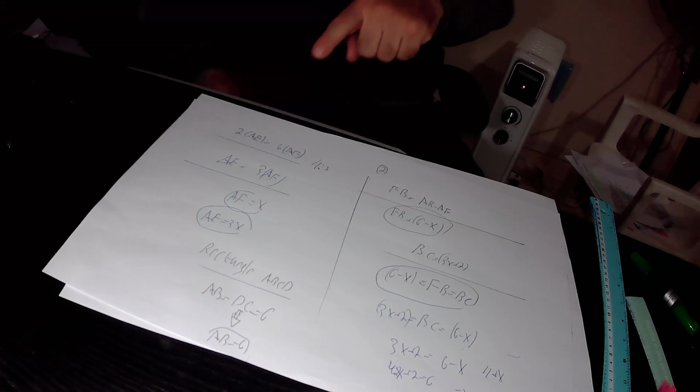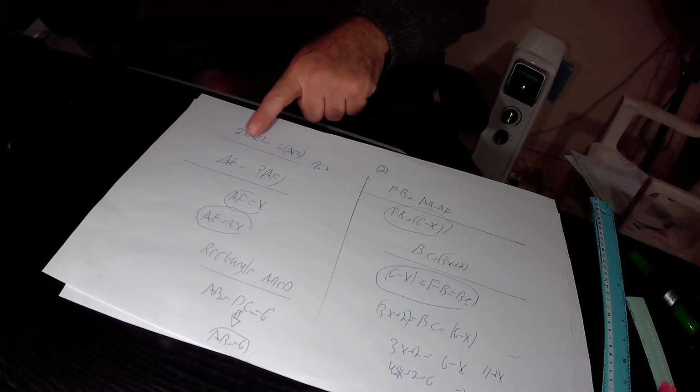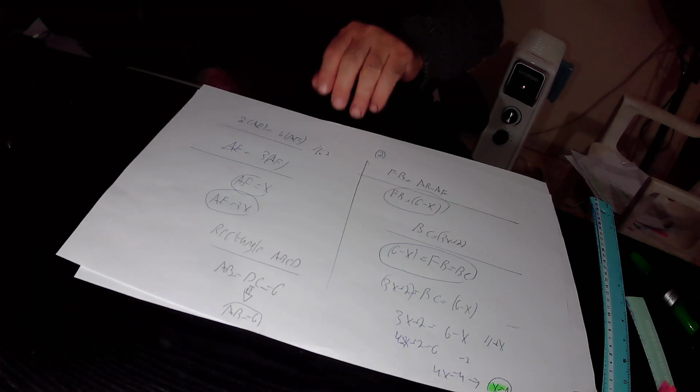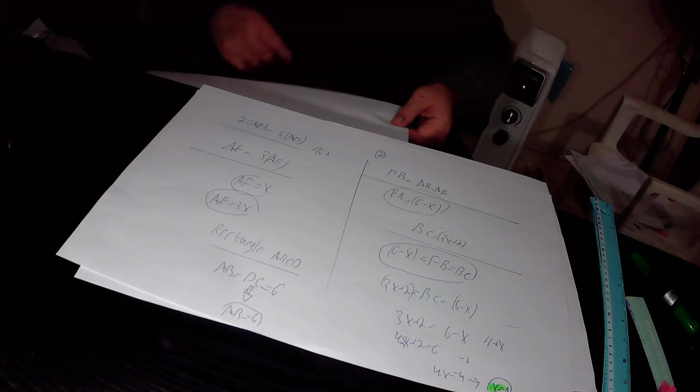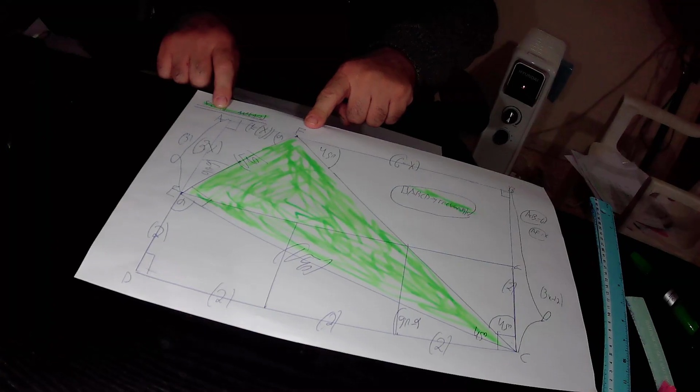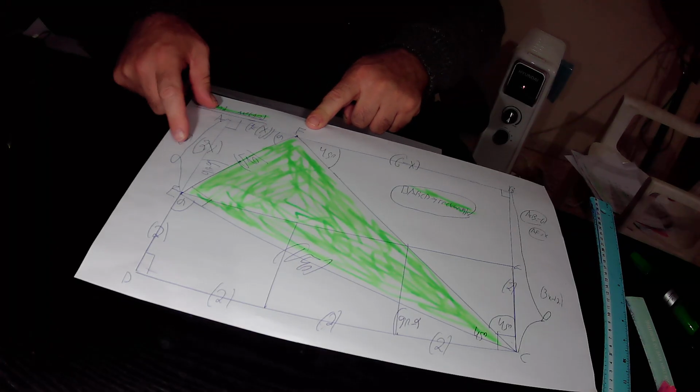So if we define AF as X, then AE must be equal to 3X. So this is the equation. We actually defined AF as X, and therefore AE must be equal to 3X.